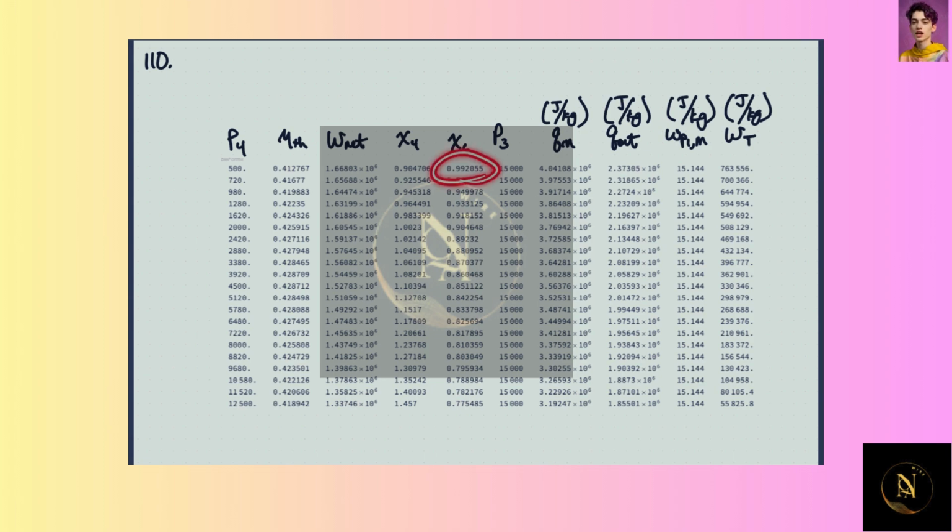It gets very close, very close here to being saturated vapor. Pressure at the inlet to the turbine is again 15 megapascals in all cases. And again, I need to convert that to kilojoules.